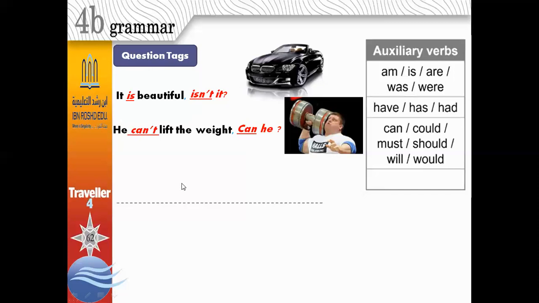Now, where is the auxiliary verb here? Can't is the auxiliary verb, and is is an auxiliary verb. So if it is affirmative, in question tags the auxiliary verb is negative. Can't, negative, can, affirmative. Okay?